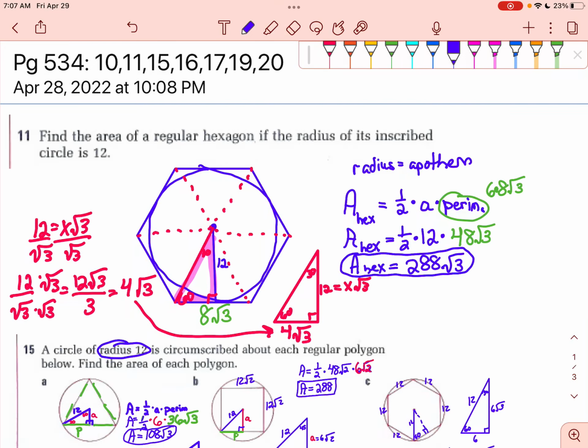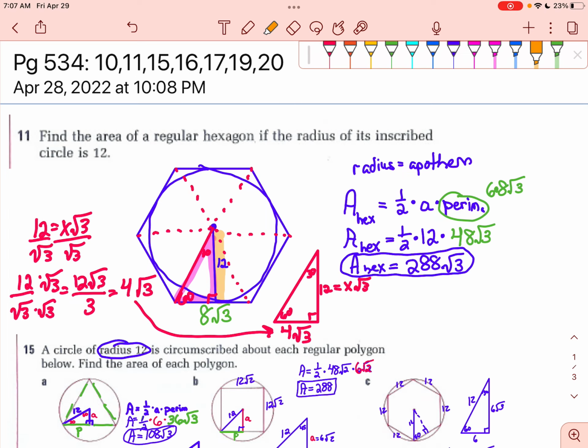Okay, so page 534, we're going to talk about number 11 to start with. So the first thing that they tell me is I have a regular hexagon and the radius of the inscribed circle is 12. So if you guys take a look at my picture, you can see that what's happening is they're telling you essentially that the apothem of your regular hexagon is 12. So if you look, that's the radius of the circle.